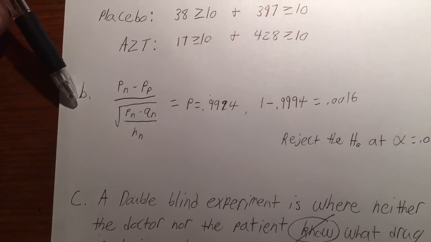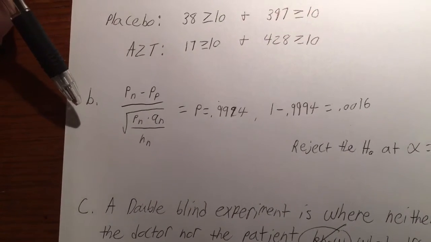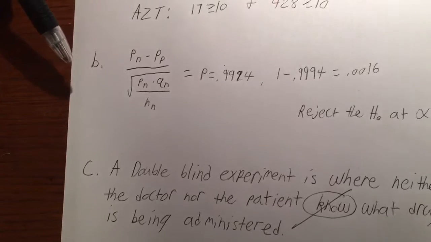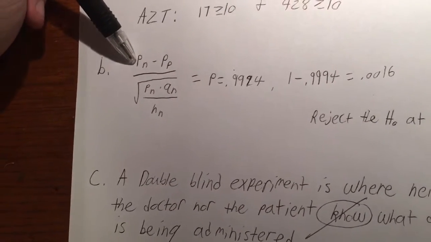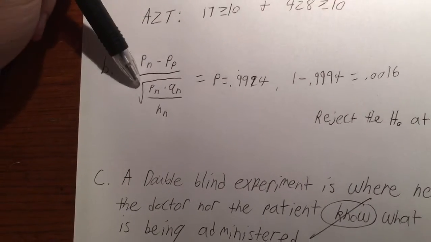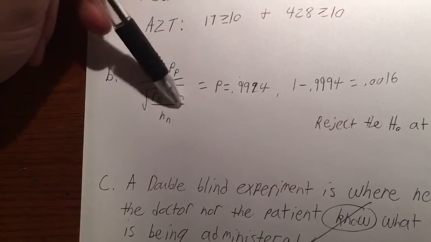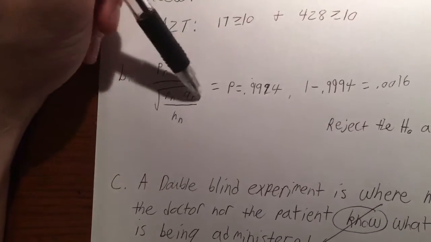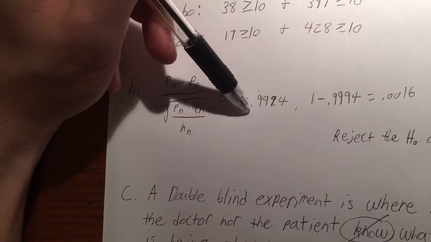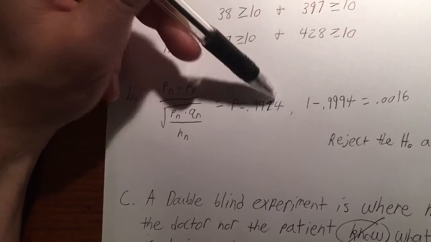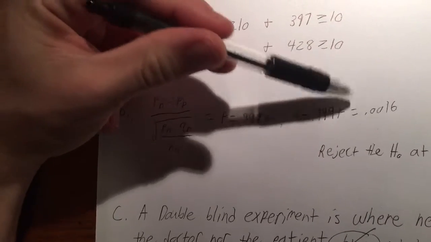Part B asks how significant is the evidence that AZT is effective. For this, we have to do our 1 proportion z-test, and the formula for this is P of N minus P of P all over, and all this is in square root, P of N times Q of N over N of N. And all of that is equal to Z, and when you plug your numbers in and calculate, you will get a p-value of 0.9994.